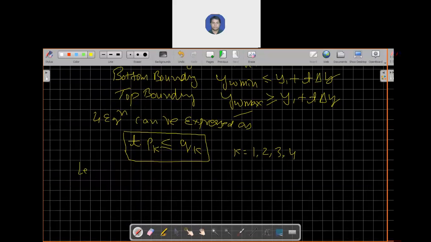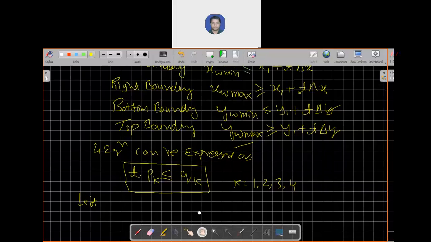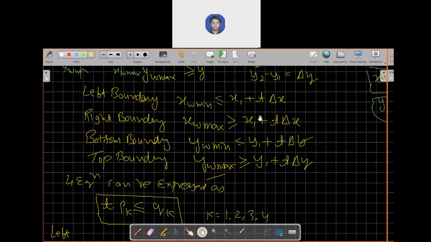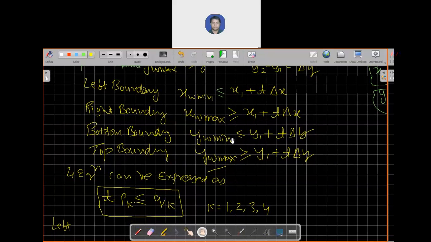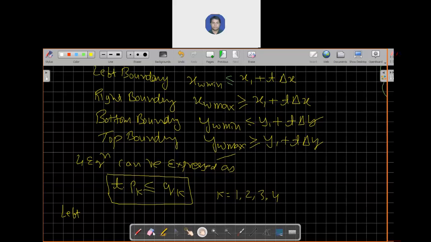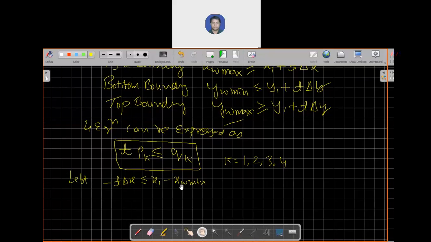First, for the left, this is the equation for the left. For the t term, just keep the t term on the left side, and the remaining terms should be on the right side to get this form of equation. So transform this term, minus t delta x less than or equal to x1, minus xw min. Okay, so this is the equation form; we have transformed it into this form.